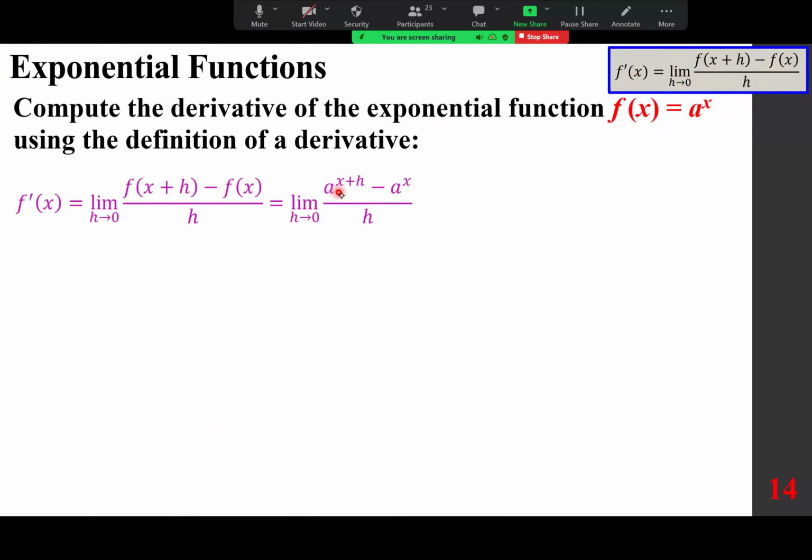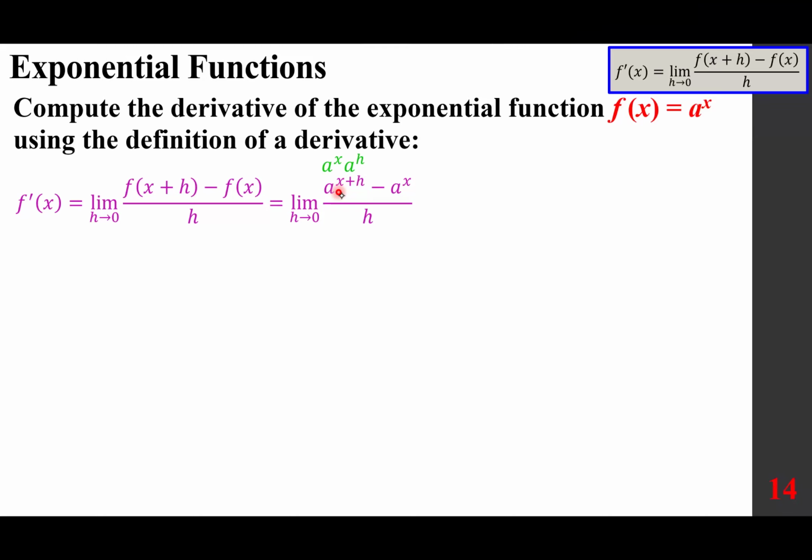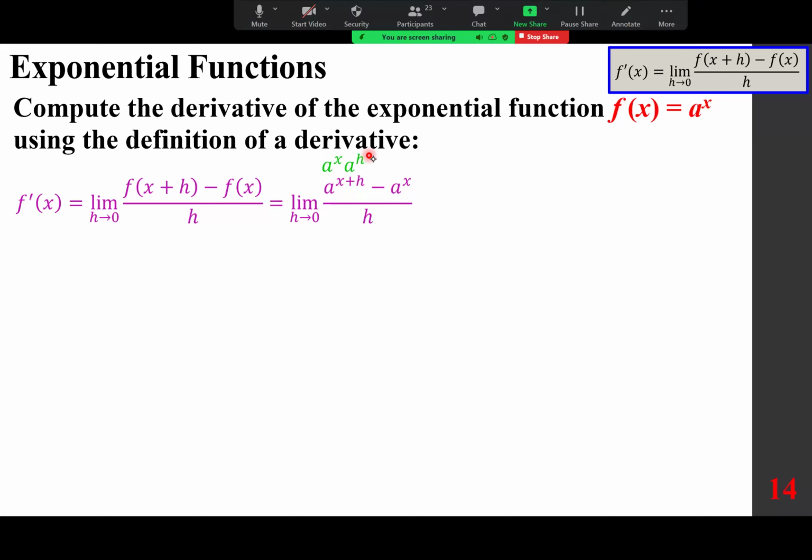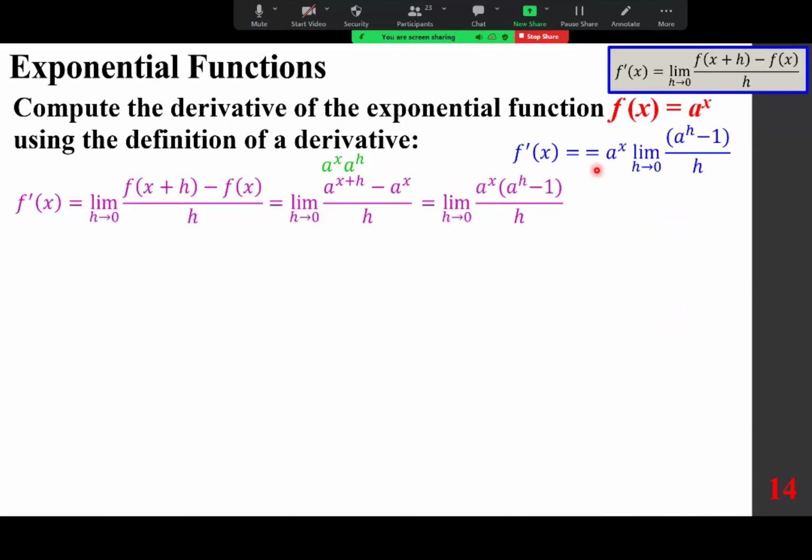This is a to the power of x times a to the power of h. Remember the exponential rule, the product rule, okay? So the reason we do that is we can factor out a to the power of x. And since the limit applies to h, this can come out. Everything else involving h must remain. And now we say f prime of x is a to the power of x, we took it out, times the limit of a to the power of h minus 1 over h.